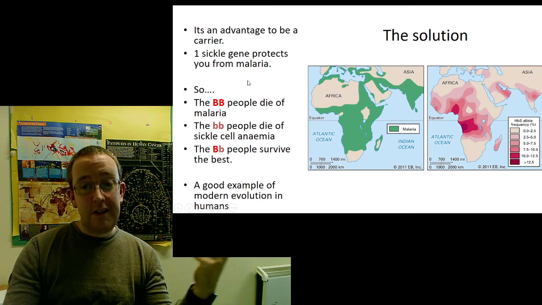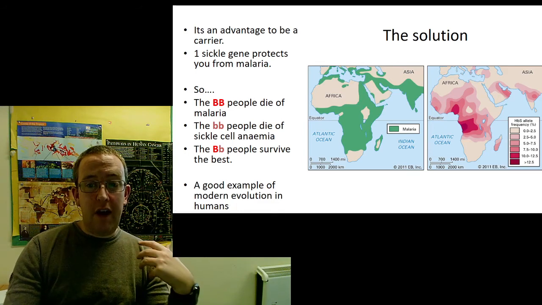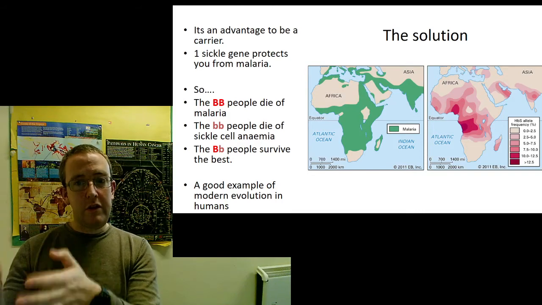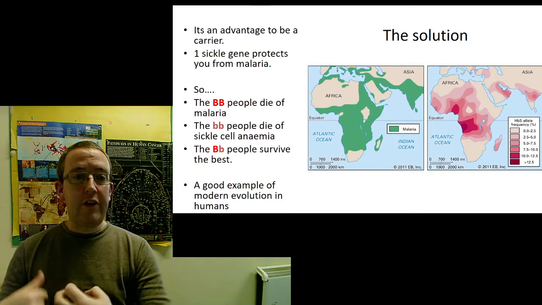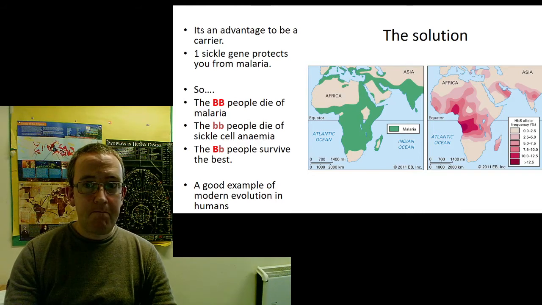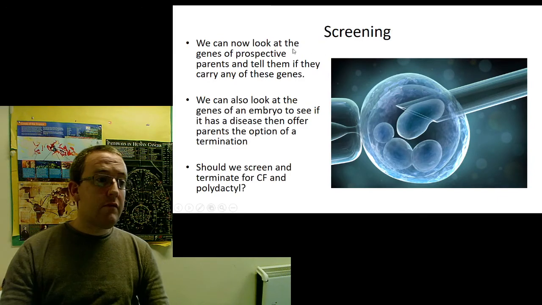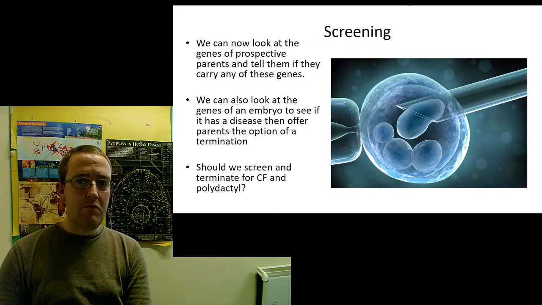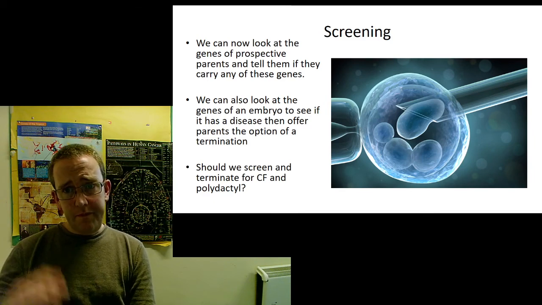So this is a fantastic example of modern evolution in humans, and it's why this topic links perfectly into the next one, which is about evolution, speciation, and genetic change over time. Okay, so that's the diseases section done. I'm going to leave you this to ponder, and we'll discuss it more next time.